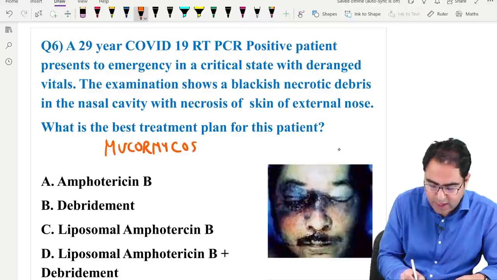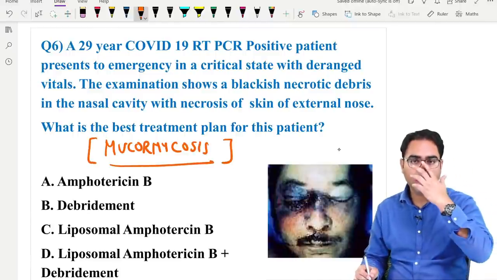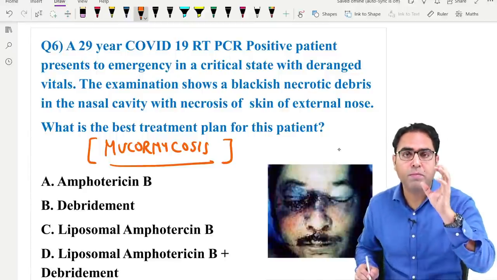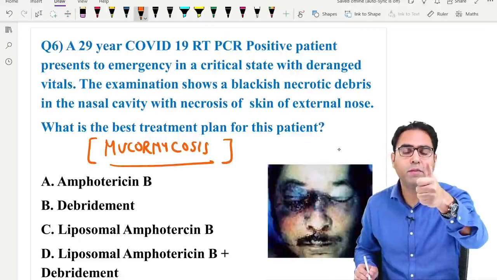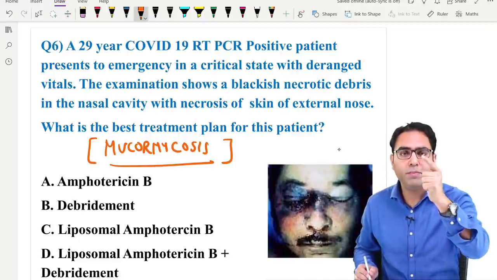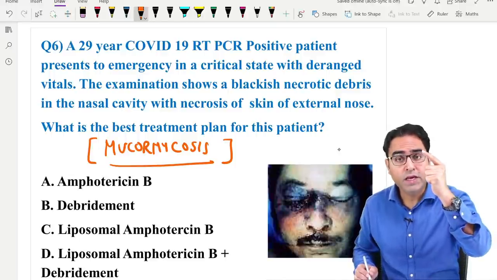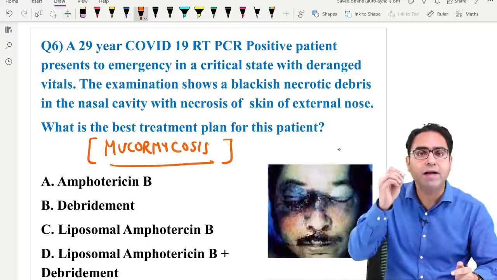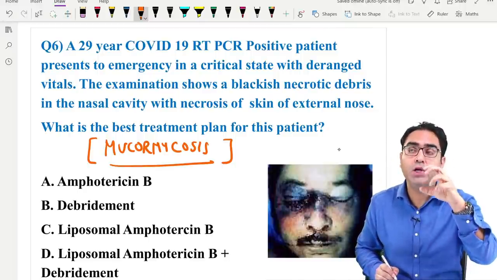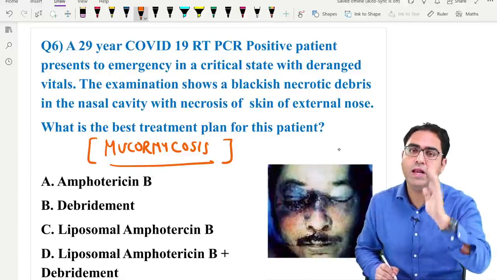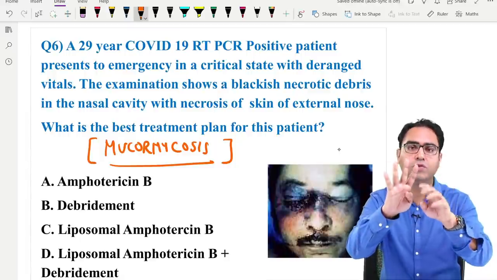Who can forget the Delta strain? Mucormycosis, and the most important thing to remember is that it can be asked in different clinical scenarios. Number one, a COVID-19 positive patient. Number two, a young diabetic patient. Number three, a diabetic ketoacidosis patient. And finally, an HIV positive patient.